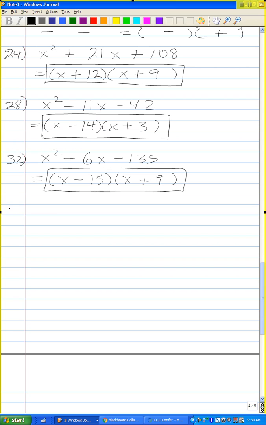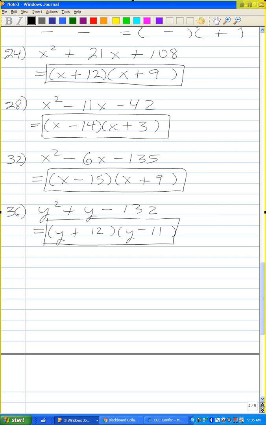Let me do problem 36. Y squared plus y minus 132. And so this is again a monic polynomial. And so let me just put y's here. Drop down the plus times minus is minus. I want to find two whole numbers whose product is 132 and whose difference is 1: 12 and 11. And again, put the larger factor 12 first.